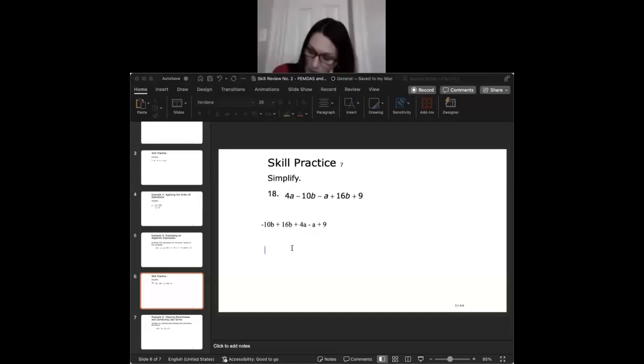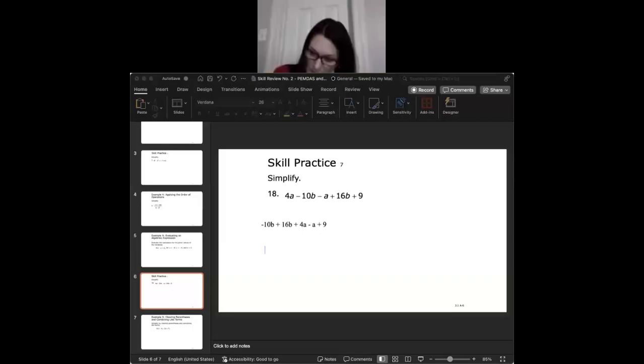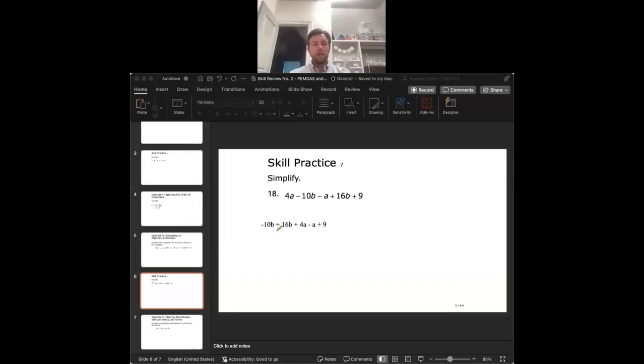Close. Positive 6B, because the 16 here is the higher number and has a plus sign in front. So right, this one is positive 6B. Then what? How do we combine the plus 4A minus A?